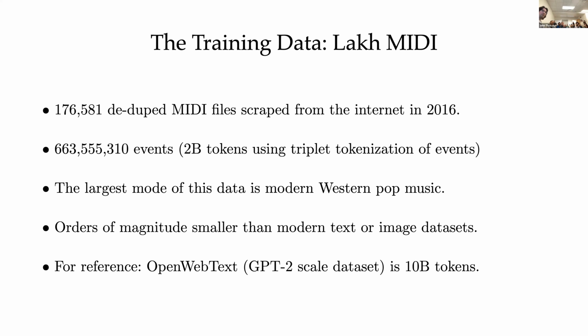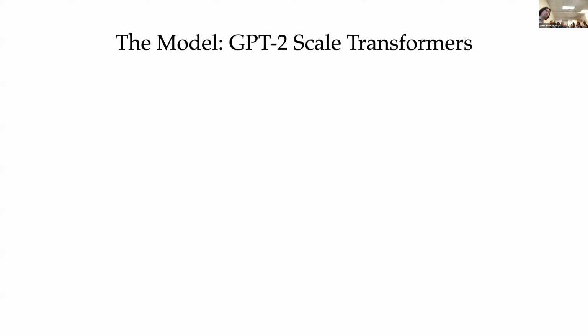Just for reference, OpenWebText, which is the reproduction of the data set that the GPT-2 models were trained on, was 10 billion tokens. So even back in the 2018 era, GPT-2 scale models were trained on much larger data sets than this.